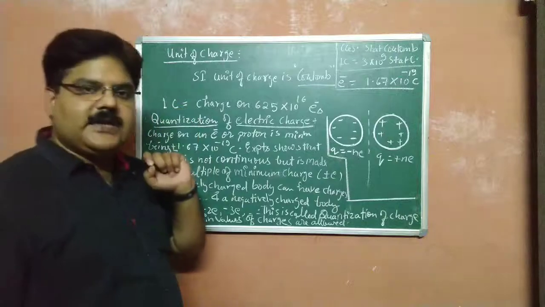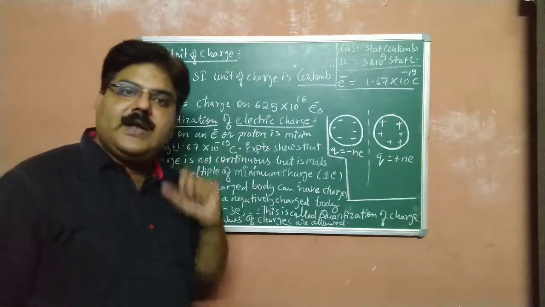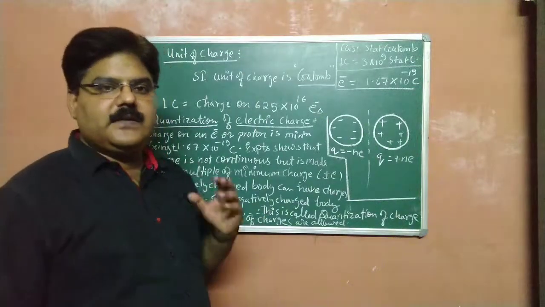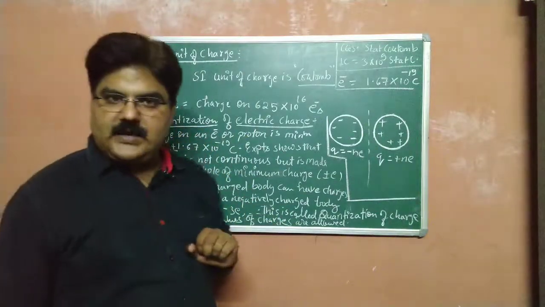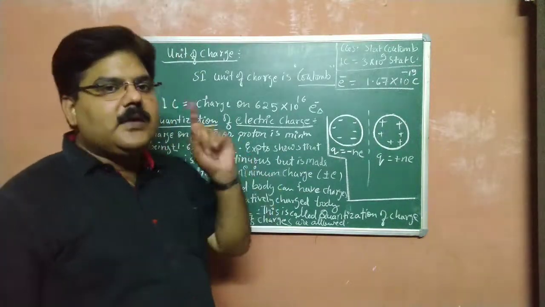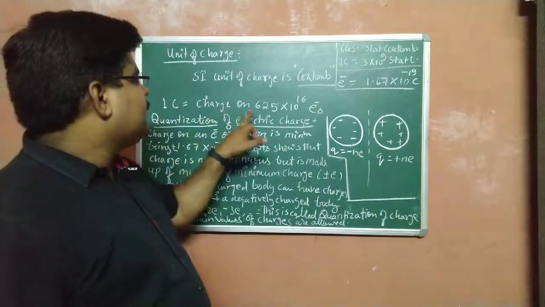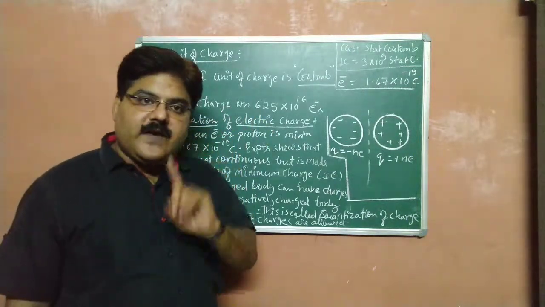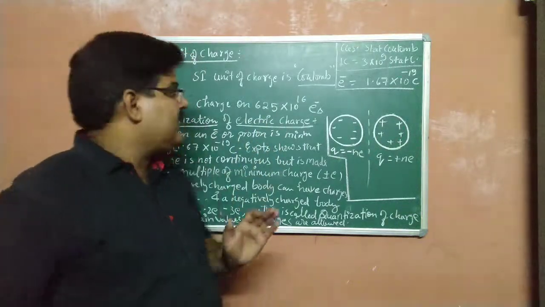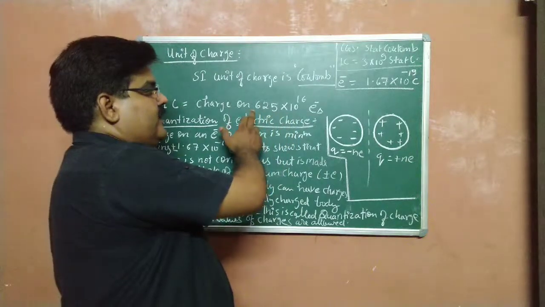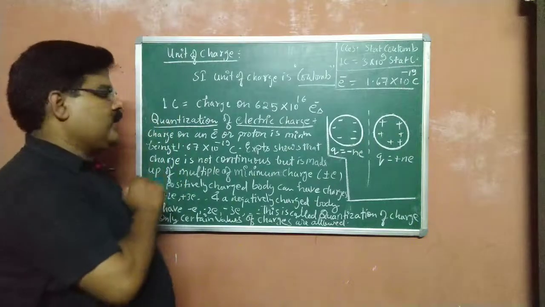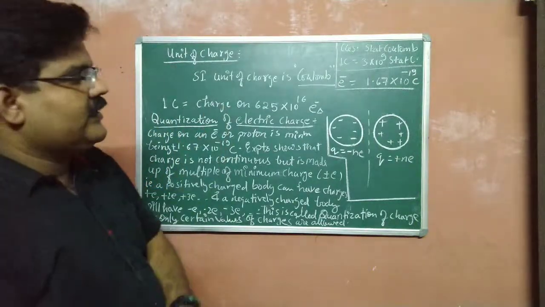Now a question arises: in 1 coulomb, how many electrons are there? This answer can in turn be found with the principle of quantization of charge. But irrespective of that, I am going to tell you that 1 coulomb of charge is contained on 625 into 10 to the power 16 electrons. When this number of electrons accumulates, that charge will in turn be 1 coulomb. So this is all about the unit of charge.